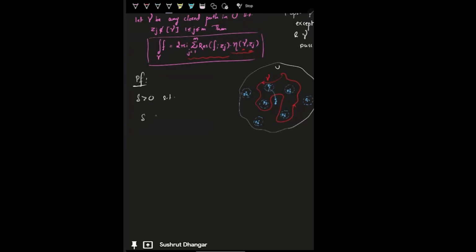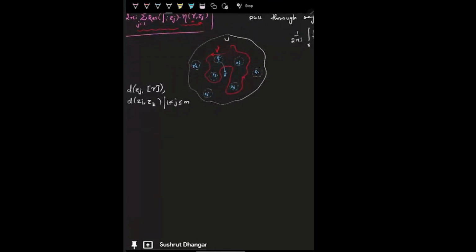such that this delta is equal to half times the minimum of the distance between Zj and the range of gamma, and the distance between the residues themselves, Zi and Zk, where j lies between 1 and m, so we have m singular points, so this j goes from 1 to m, and i not equal to k lying between 1 and m.